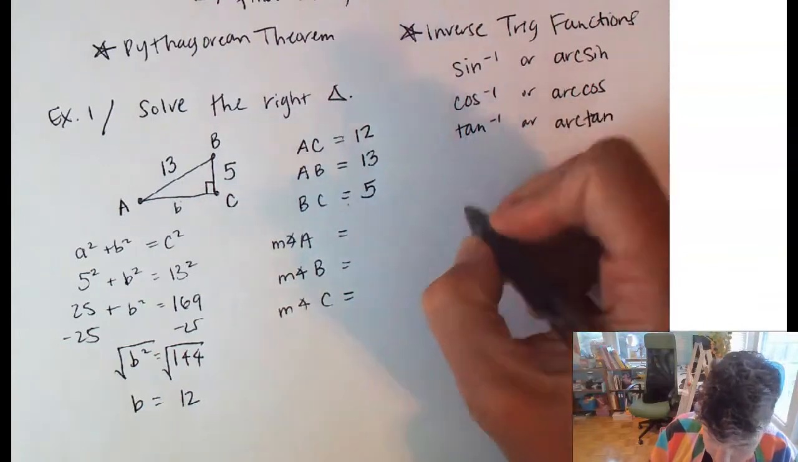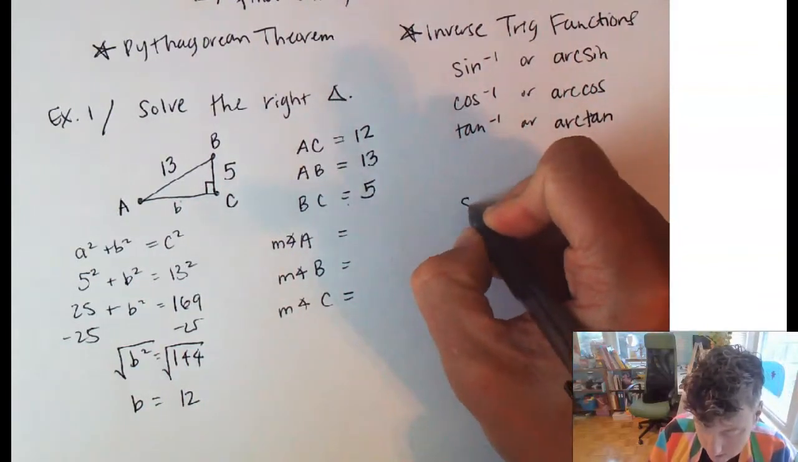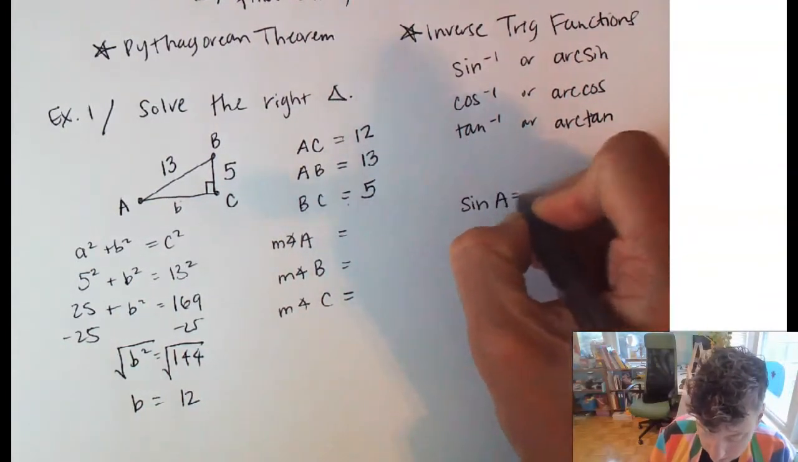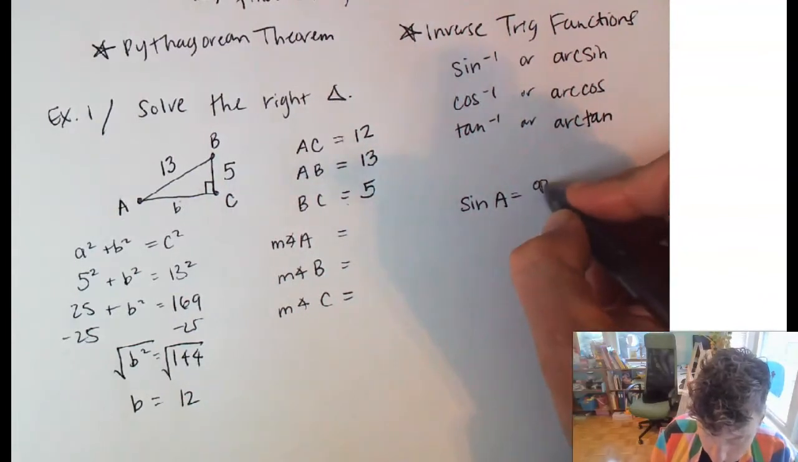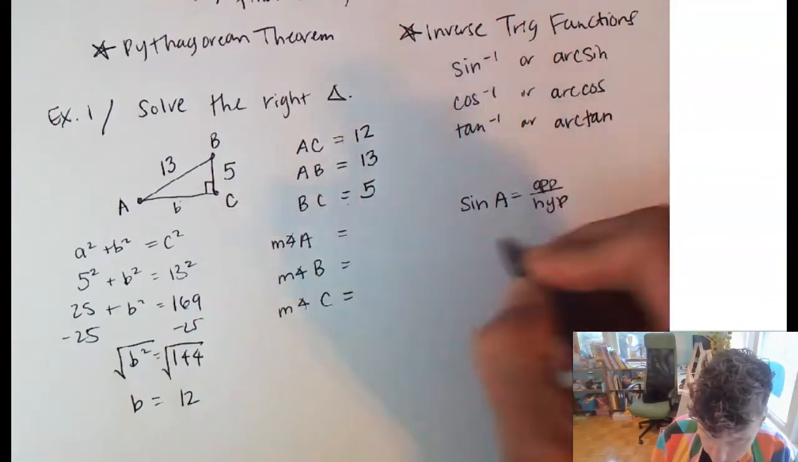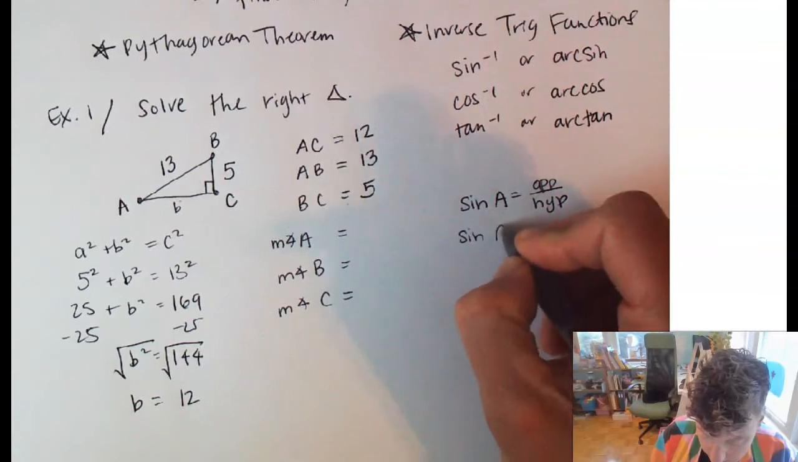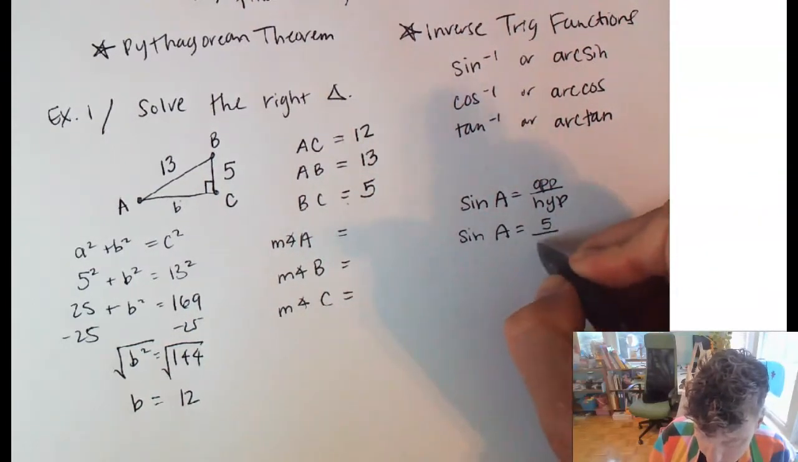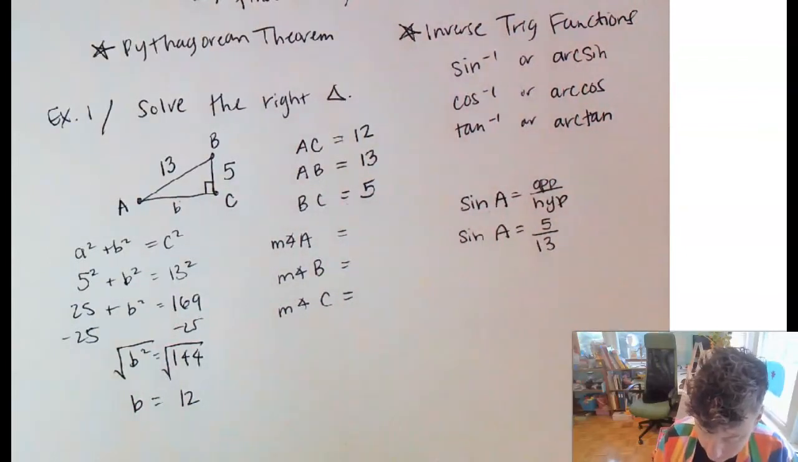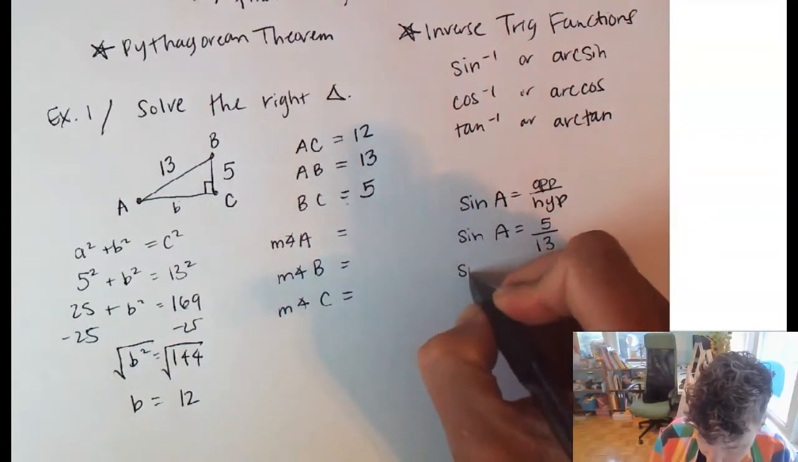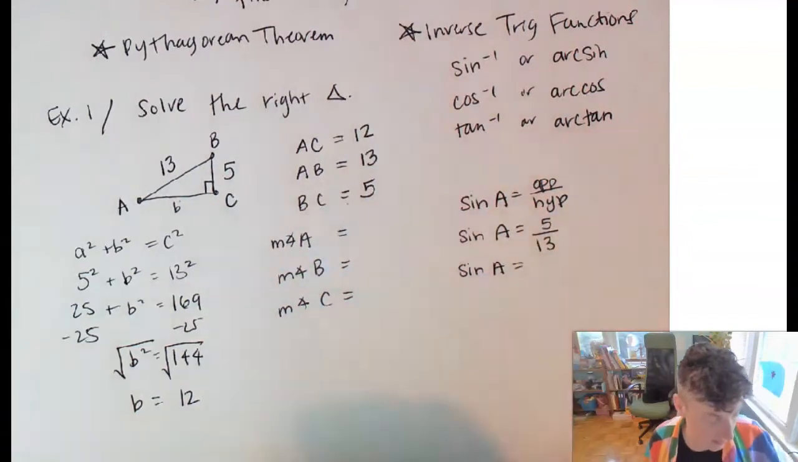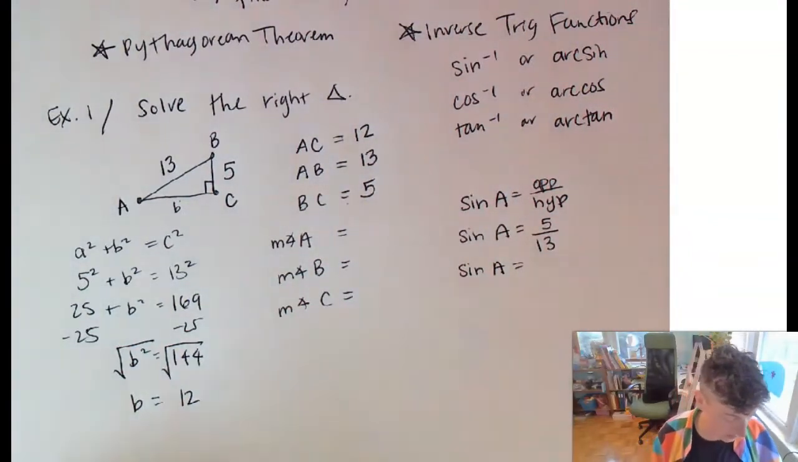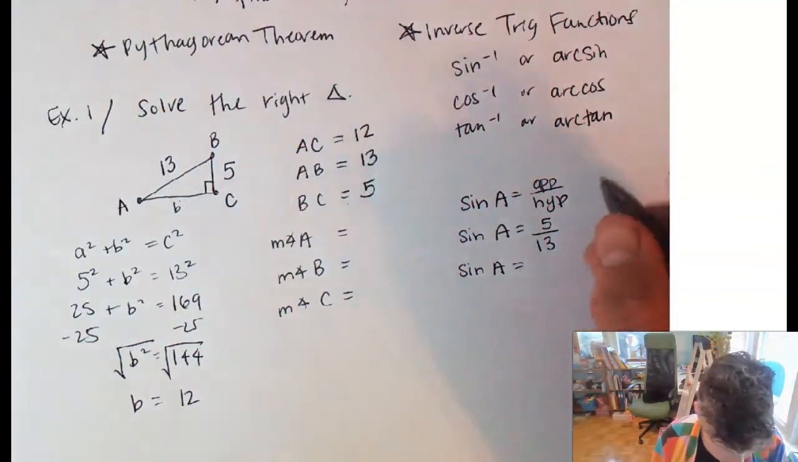Let me write that down. The sine of angle A is opposite over hypotenuse, which in this case, sine of angle A is the opposite side, 5, over the hypotenuse, 13. So we know the sine of angle A is that decimal. Ooh, 5 divided by 13. Let's put 4 digits there.